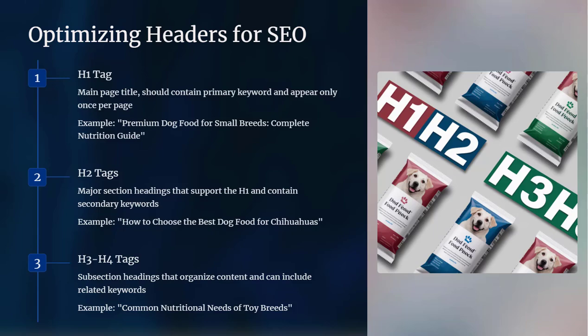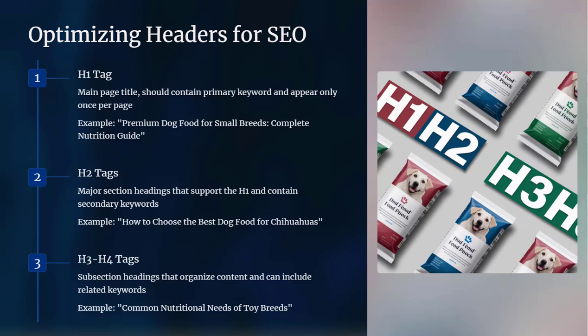So now we look at optimizing the header for sales: H1 tag, H2 tags, and H3 and H4 tags, right? The main page H1 tag should contain your primary keywords and appear only once per page. The biggest one, right? This helps search engines understand the main focus of the page. H2 tags are for major section headings that support the H1 and contain secondary keywords.